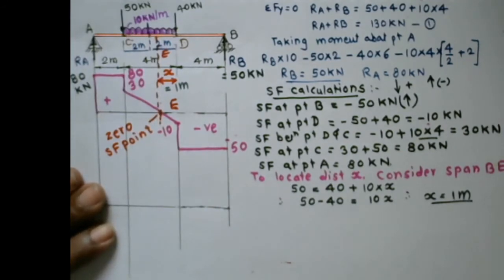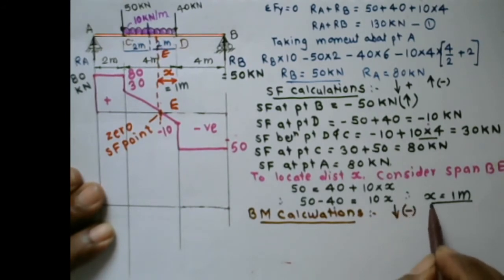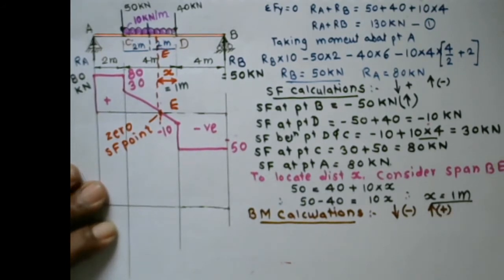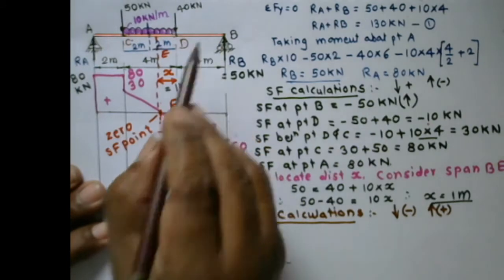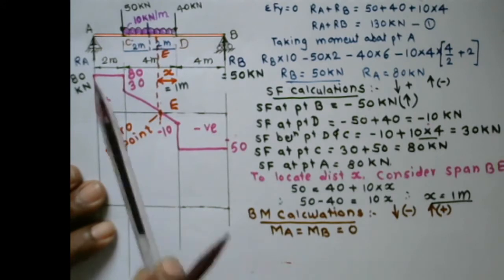Now BM calculations, bending moment calculation. To calculate the bending moment, first we have to decide its sign conventions. For that we are considering downward force negative, upward force positive. It means clockwise direction negative, anti-clockwise positive. This is a simply supported beam, so for the simply supported beam, at the end support the bending moment is always 0.